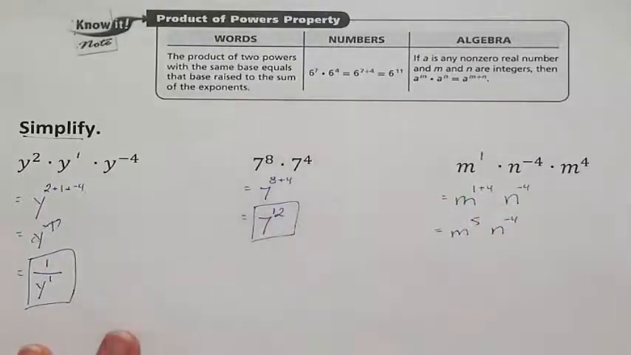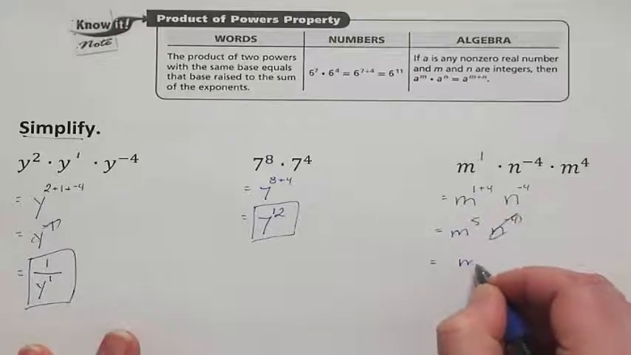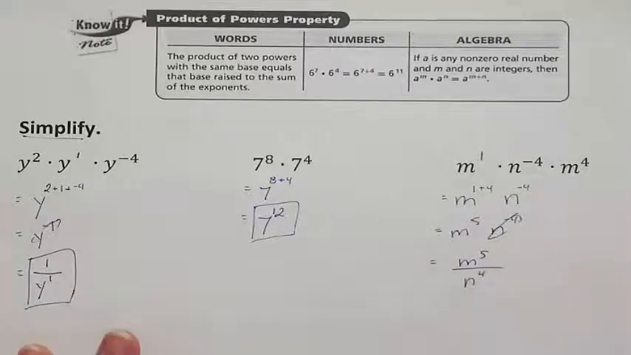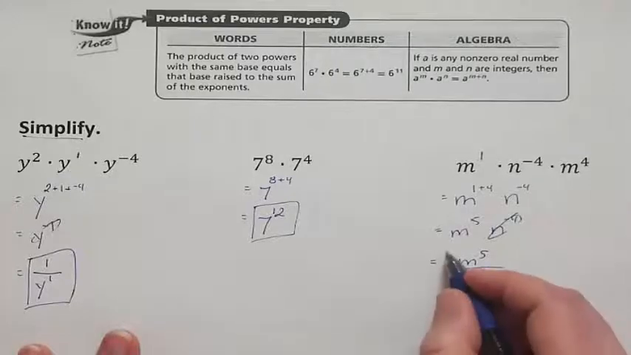Technically, we're done with this rule, but you need to further simplify it. You cannot have a negative power. This negative exponent is only touching the n, so the n is the only thing that needs to move. So he moves to the other side of the fraction, and he's done.